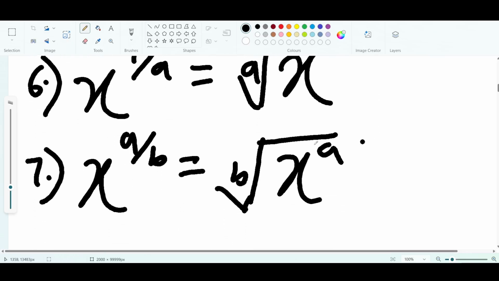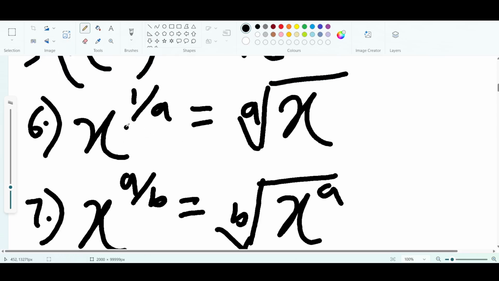Now the seventh law of indices states x raised to the power a over b. Whenever we have a fractional power, this is what happens. The one at the denominator will be the b-th root, while the one at the numerator will be the power of x raised to the power a. This one is like 1 over a, which is the a-th root, and 1 over b here is going to be the b-th root.